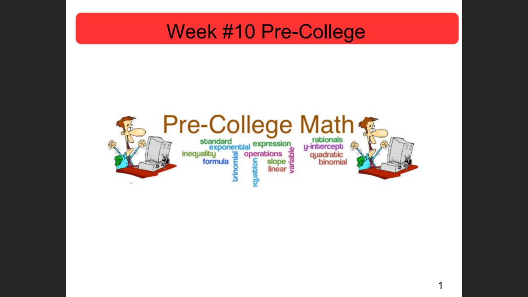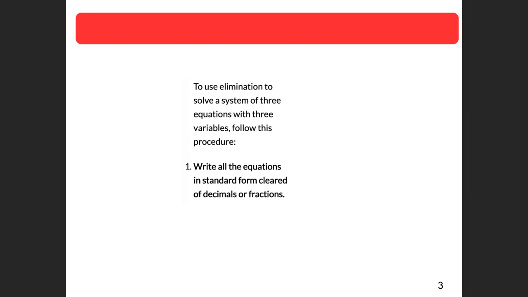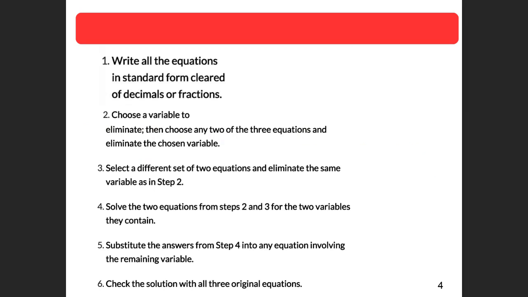Okay. This week, week number 10, we're going to be solving systems of equations with three equations, which makes it a little bit more difficult to solve than with two variables. There's like six steps here. Step number one, we want to write all the equations in standard form, cleared of any decimals or fractions. We want to make sure there's no decimals or fractions.